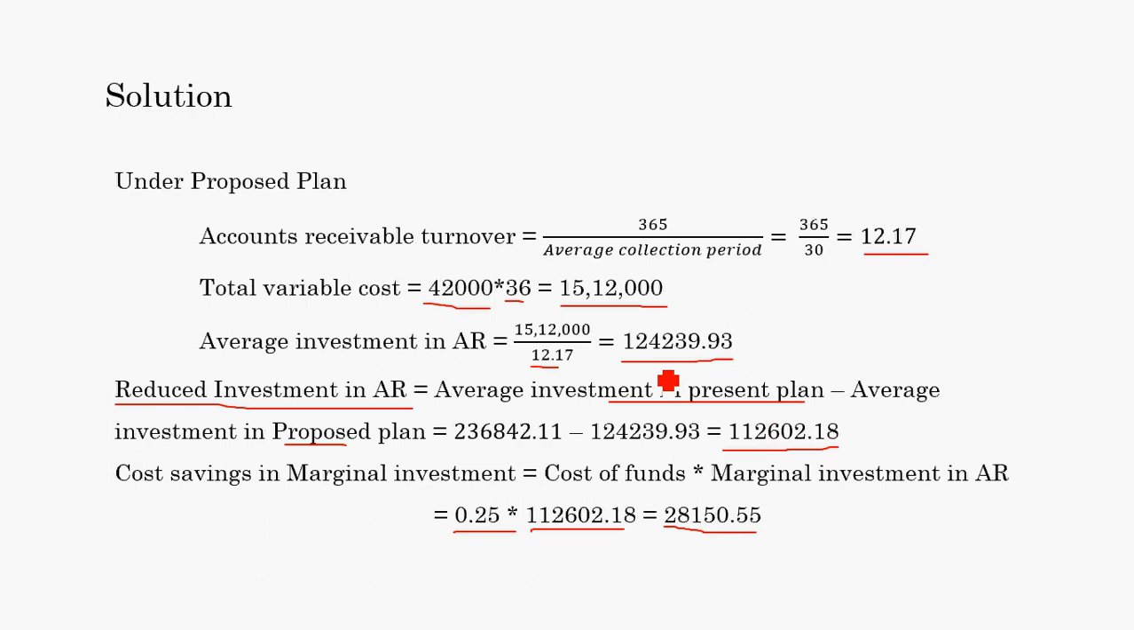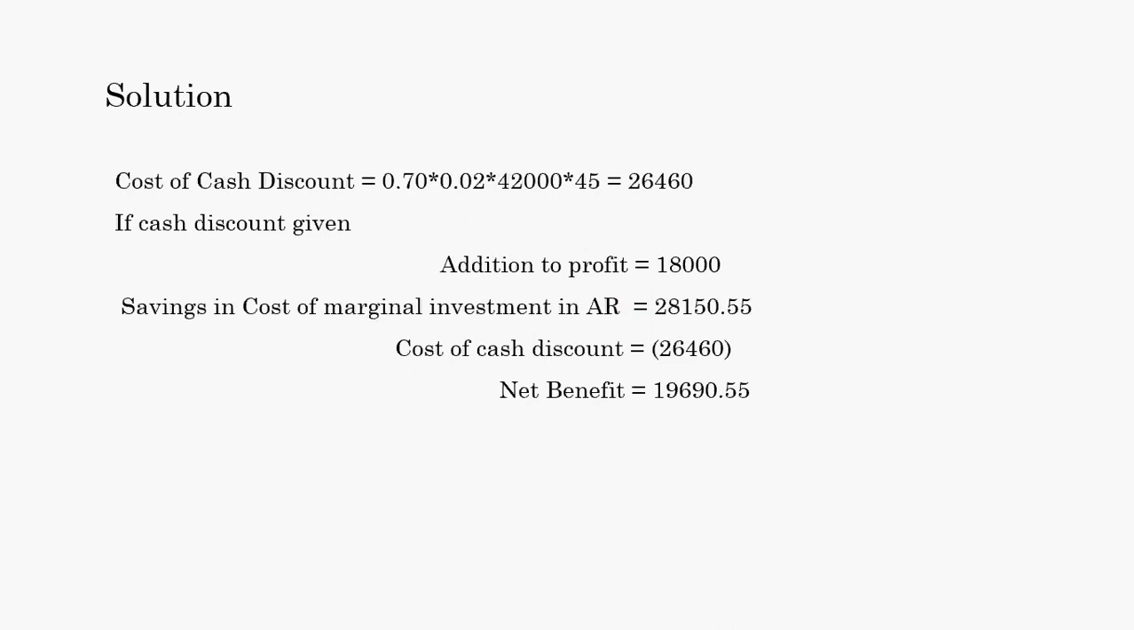Now let's look at the effect of the cash discount. Because of the cash discount you're going to lose some profit, because people are going to take this discount, which effectively means that your sales value will come down, and it is given that 70% of the people will take the cash discount. So 70 percent into the cash discount of 2% of the total sales, so 0.02 into 42,000 into the selling price of 45. This is the amount of sales that you're going to forego by giving the cash discount.